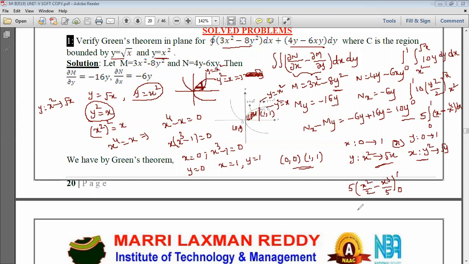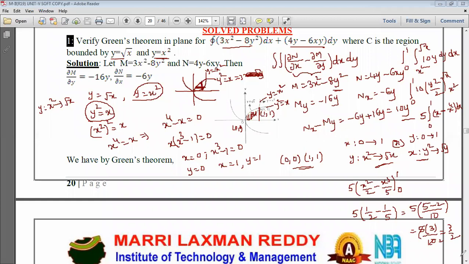So simply what will we get? 5 into, if you substitute, 1 by 2 minus 1 by 5. This is equal to 5 into, here the LCM is 10, and then 5 minus 2, right? So this is nothing but 5 into 3 by 10. This is 5 twos, so simply what we got is 3 by 2. So this is one side.